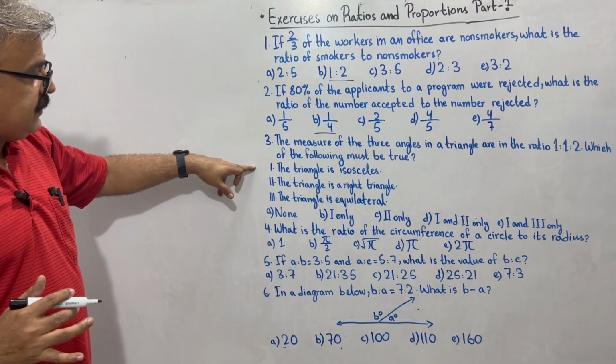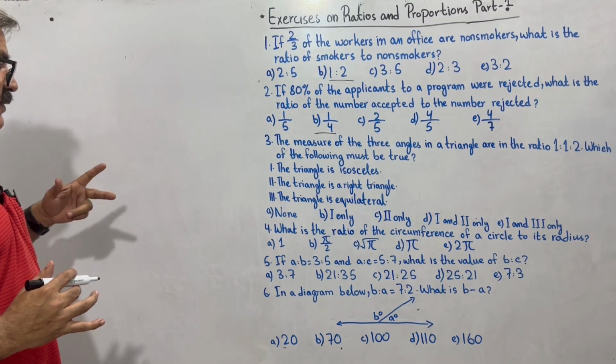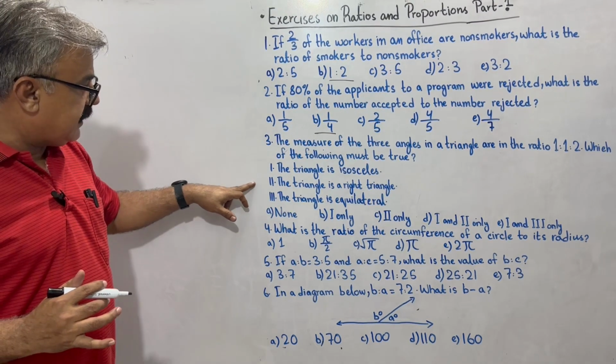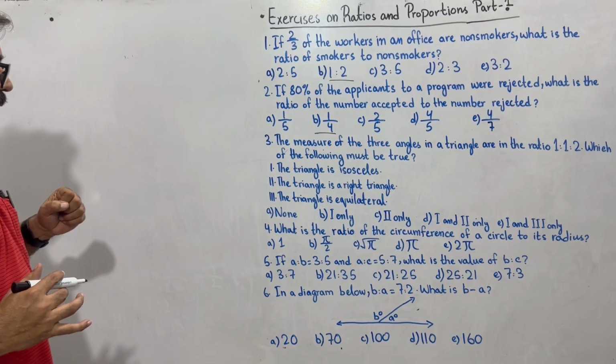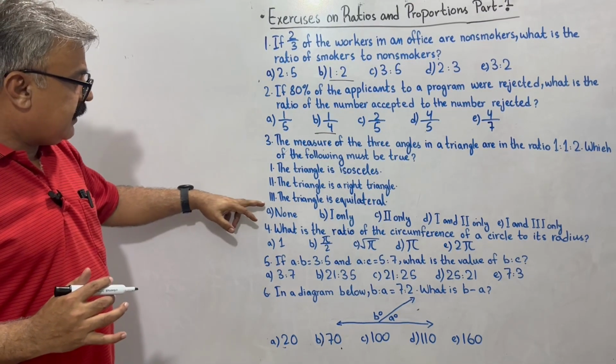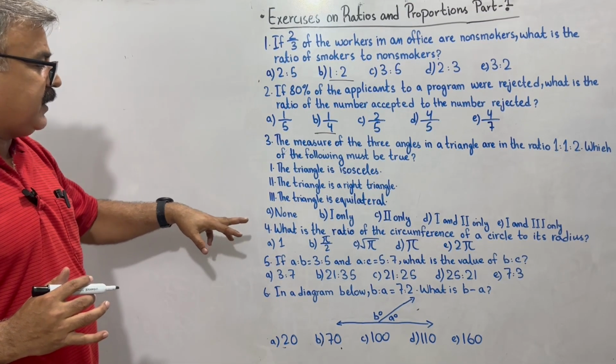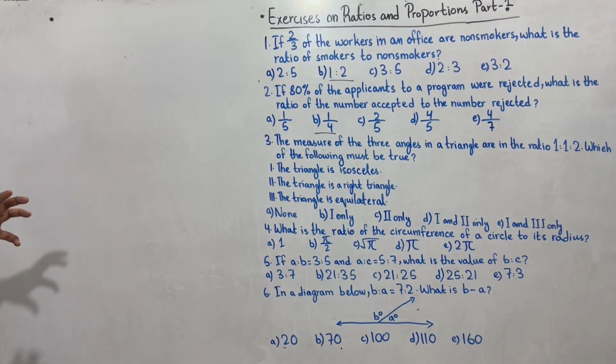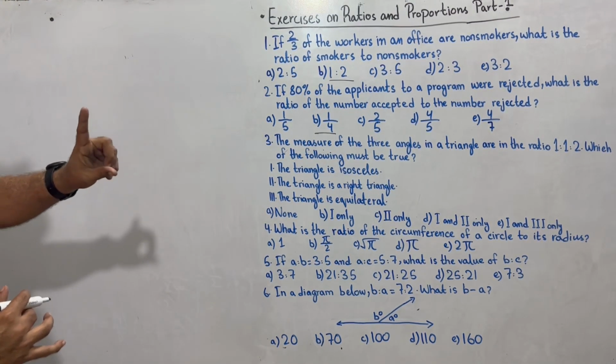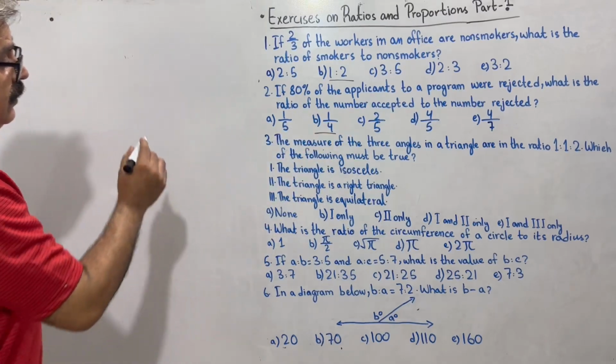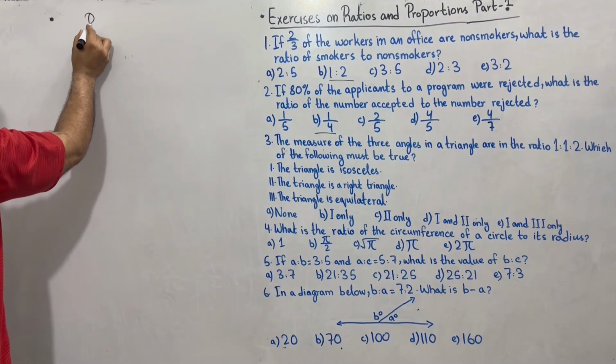Statement one: the triangle is isosceles, meaning two sides are equal. Two: the triangle is a right angle triangle, meaning the Pythagoras theorem is applicable and one angle is 90 degrees. And the third one: the triangle is equilateral. Equilateral means all sides are equal. Let's verify which statement is true in light of the ratio of the angles.